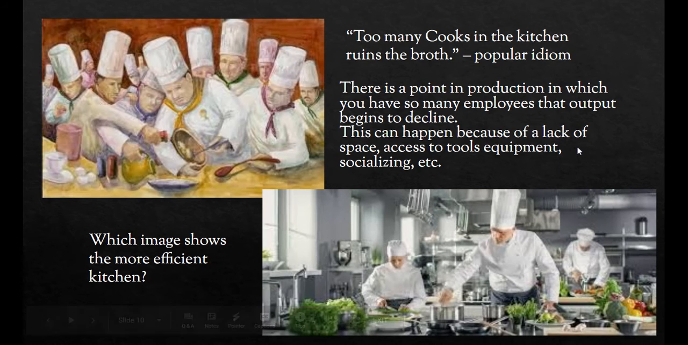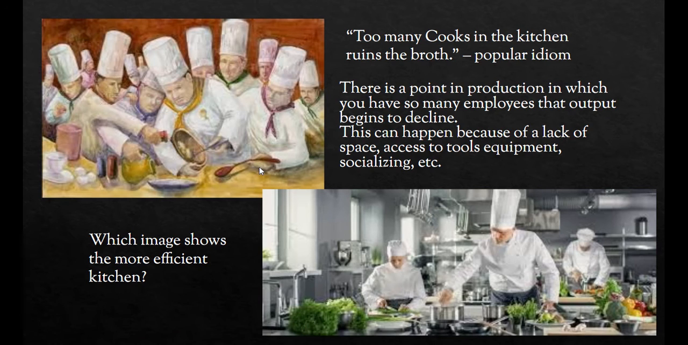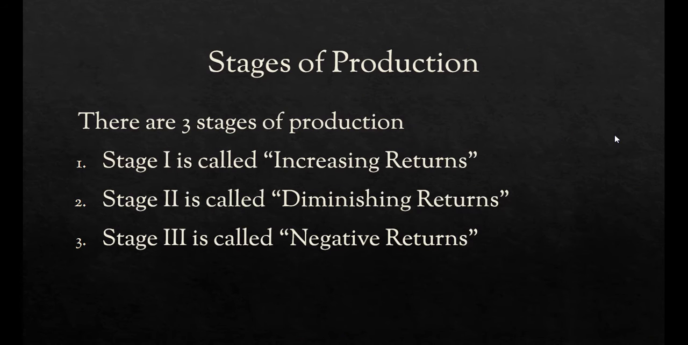Okay, so how can output decline? Well, there's lack of space. Here we have lack of space. Here we have just enough space for just enough employees. Access to tools. Here everybody has their own tools. Here everybody's trying to use the same tools that are all sitting around right there. Socializing. Some of these guys look like they are sitting back here. They're just watching. This guy's looking at something in his hand. These guys are way back there in the back. This one looks like he's almost trying to pull this guy out of the way. And there's a lot of problems there.